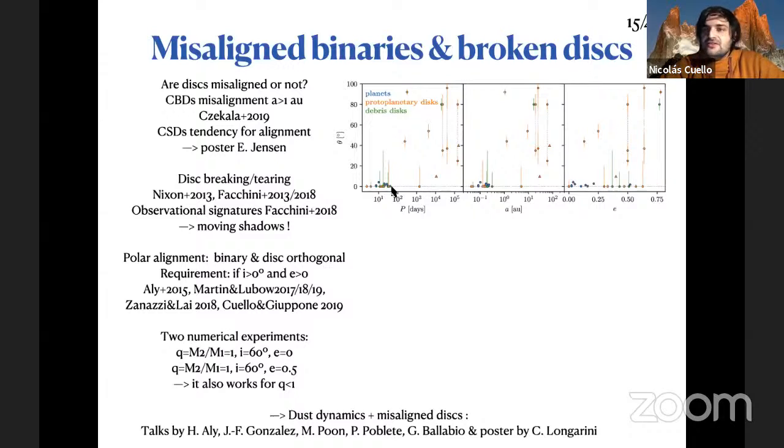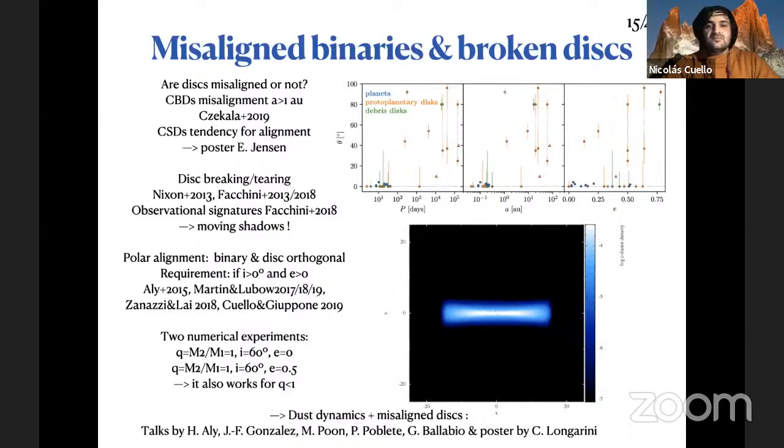Then another very interesting phenomenon that was studied in the last years is disk breaking or tearing, where the torque of the binary inside the cavity dominates over the viscous torque of the disk that wants to keep the disk aligned. Under some conditions, you can break the disk and this inner disk starts precessing. This is something that was studied by Nixon, Facchini, and collaborators.